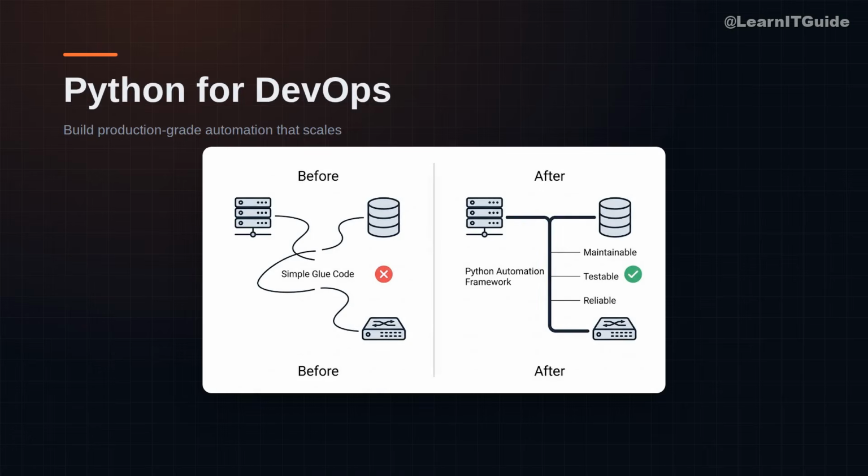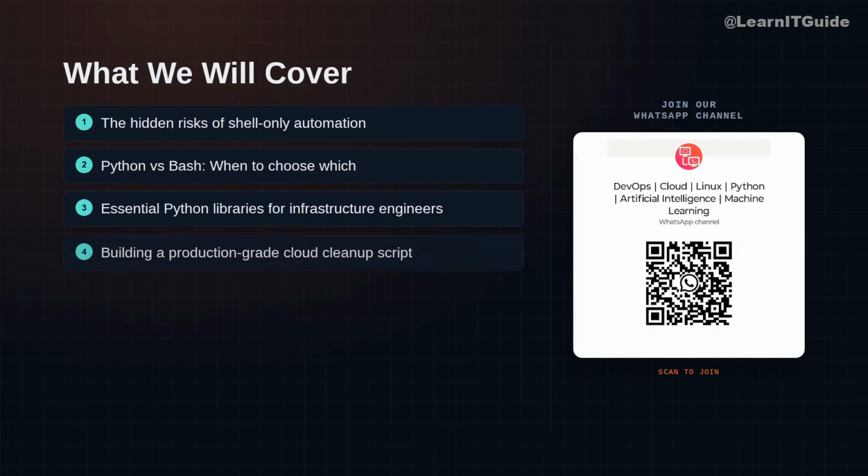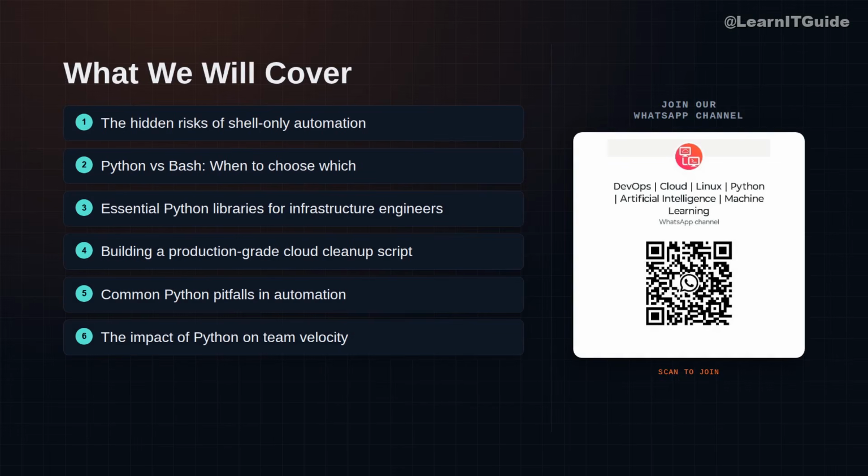Today we are moving beyond simple blue code. You will learn how to build maintainable, testable infrastructure automation that your team can actually rely on. Specifically, we will look at why manual shell scripting fails at scale, how to decide when Python is the right tool, and we will build a real cloud resource cleaner. We will also discuss the common mistakes that catch even senior engineers off guard. So do not skip ahead, watch all the way through to actually understand this properly.